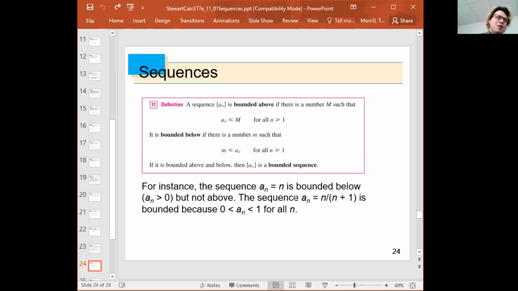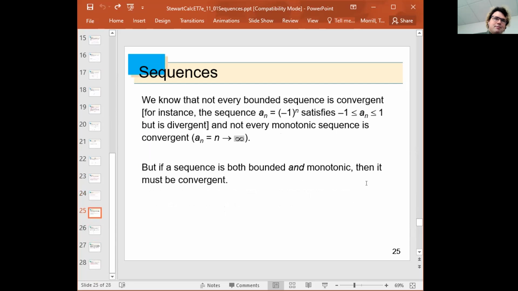And so the sequence I started out this talk with, where my formula is just n divided by n plus 1, this is a bounded sequence because my numbers on the list are always bigger than 0, just looking at this fraction, and they're always less than 1. So what good is that? The benefit to this is that bounded monotonic sequences must converge. That is the big idea that we're looking for here.